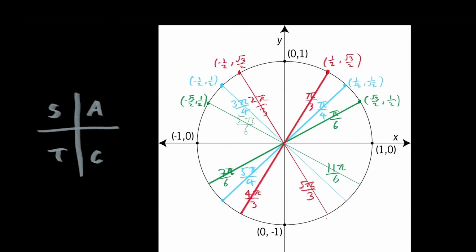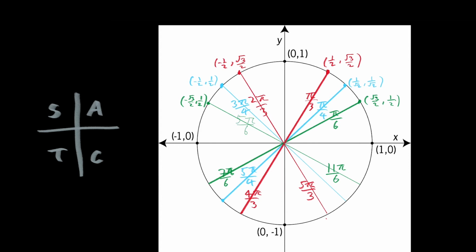So really, once you've done these, you've pretty much done the rest. You just have to consider where the components are positive and negative, respectively. A CAST diagram can assist you there, or you can just imagine the CAST diagram on the unit circle. So I will just do the rest.